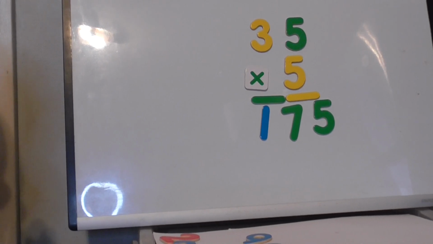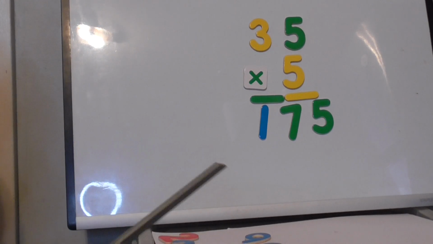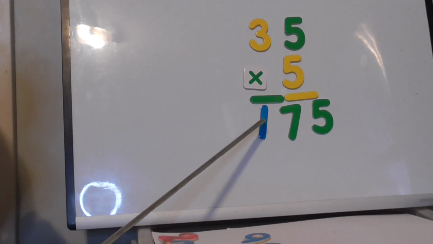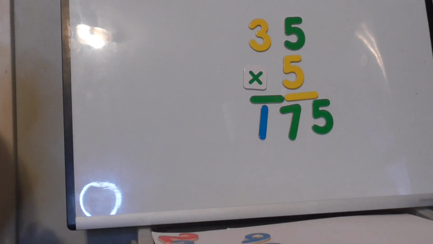Today we're talking about multiplying. I'm talking to my multipliers. We'll start with 35 times 5, and we come with the answer 175. How do we come up with that answer?